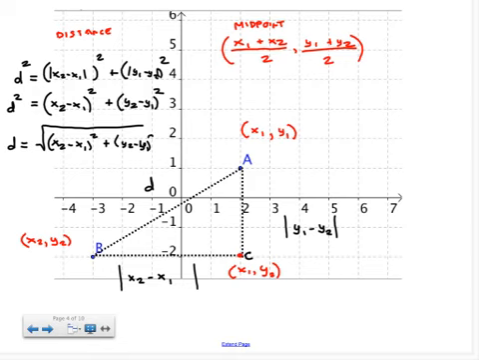And from time to time, just for symbolic purposes, it might be more convenient to write square root of delta x, which means change in x, squared, plus delta y squared.